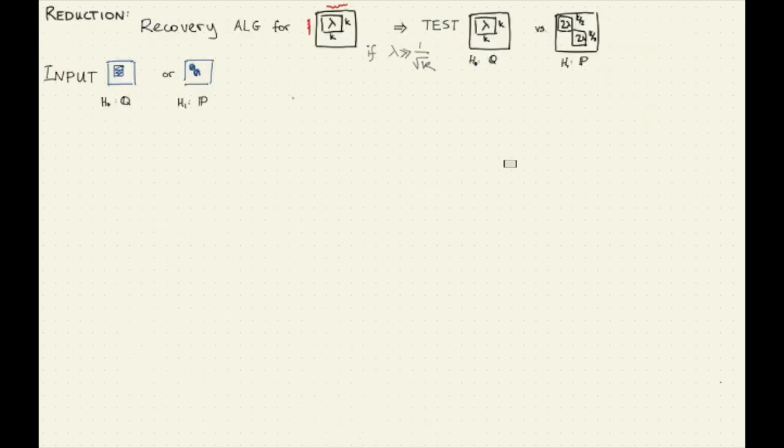Okay, great. So I want to talk about this reduction because I think it's really nice. The idea is that our proof that it's hard to test between these two problems can give a new proof that recovery of a single block is hard, right?